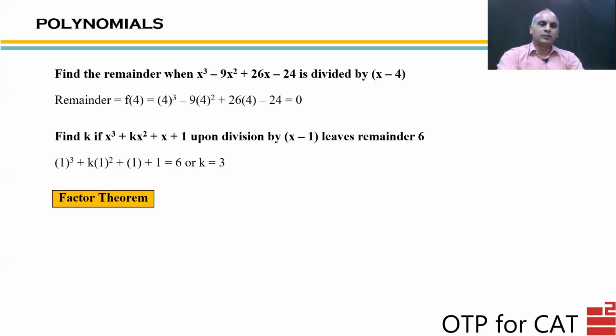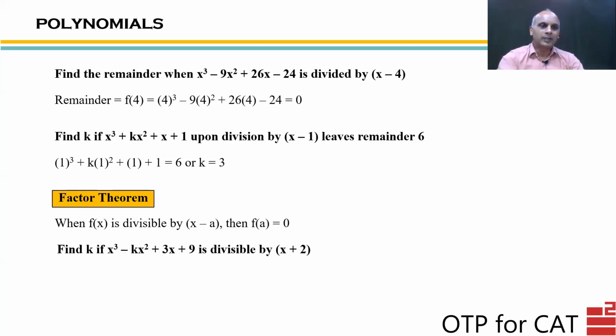Related theorem to remainder theorem is factor theorem. A factor theorem says that when f(x) is divisible by x minus a, then f(a) is 0. Isn't that obvious? Because earlier I had said in remainder theorem that when f(x) is divided by x minus a, my remainder was what? Remainder was f(a). But if I'm saying it is divisible, it means remainder will be 0. And if remainder is 0, it means f(a) will be obviously 0.